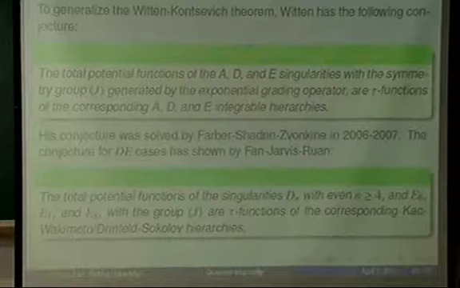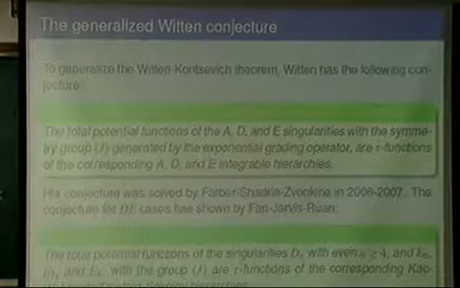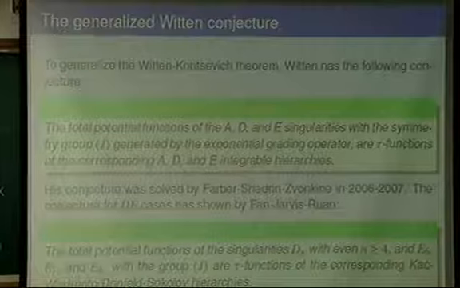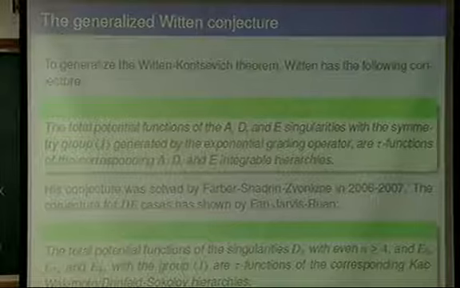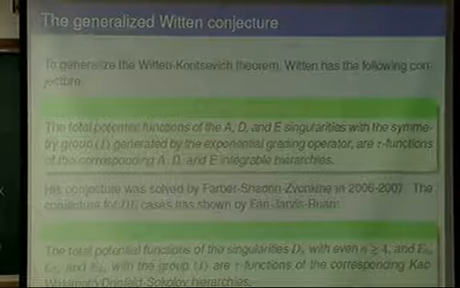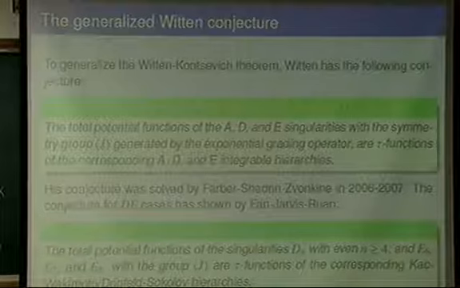And then we finally come to the generalized Witten conjecture. To generalize the Witten conjecture, Witten has the following conjecture, Witten's ADE integrable hierarchy conjecture. The total potential functions of the A, D, and E singularities with the symmetry group J generated by the exponential grading operator are tau functions of the corresponding A, D, and E integrable hierarchies. The corresponding ADE integrable hierarchies here are the Drinfeld-Sokolov hierarchies. It's a very complicated family of partial differential equations with infinitely many variables.